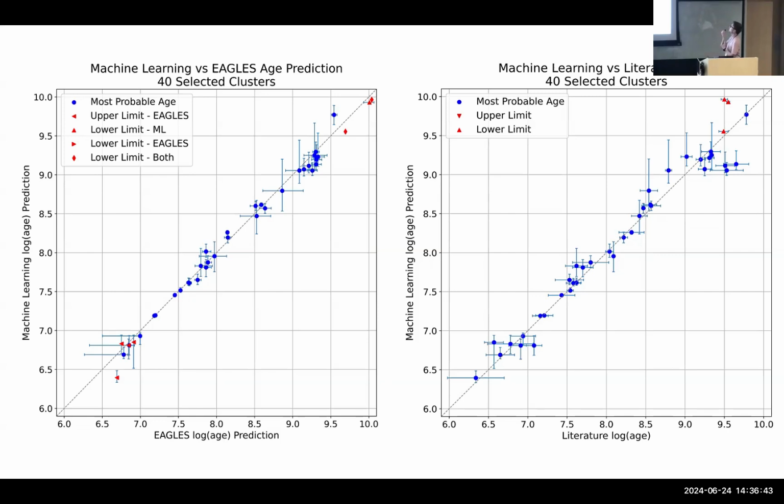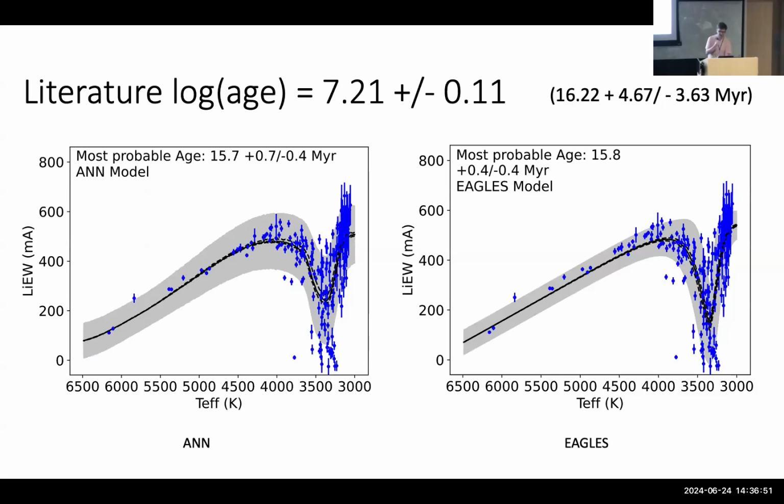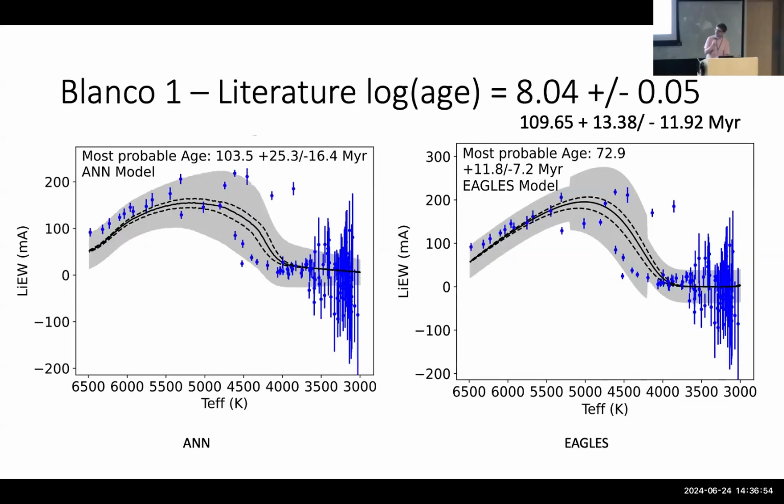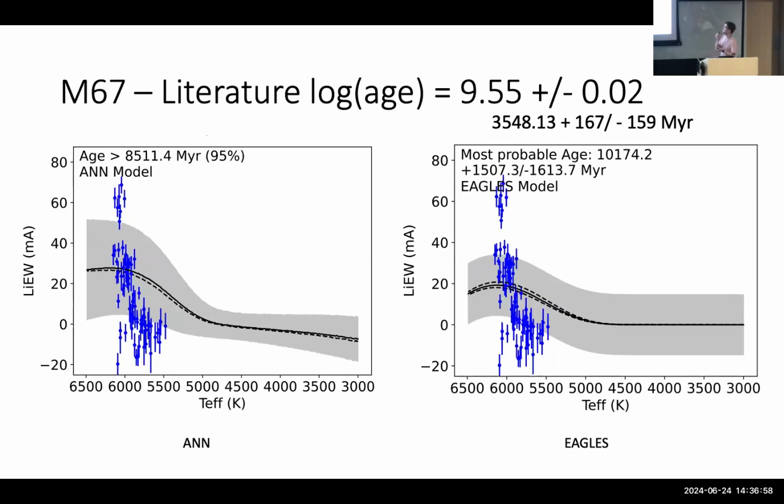And the second is that we still have those issues above a gigayear. So our additional flexibility is not quite fixing all of the problems. We have some nice fits here. This is Gamma Velorum and Blanco 1 with both the neural network and EAGLES fits. And then we have the pesky ones like M67.